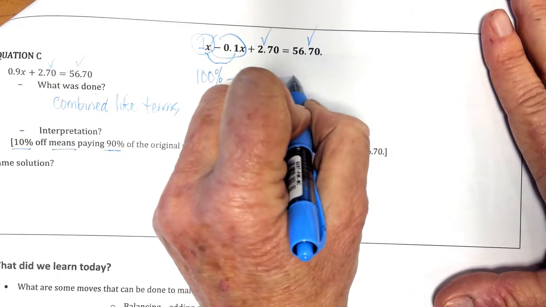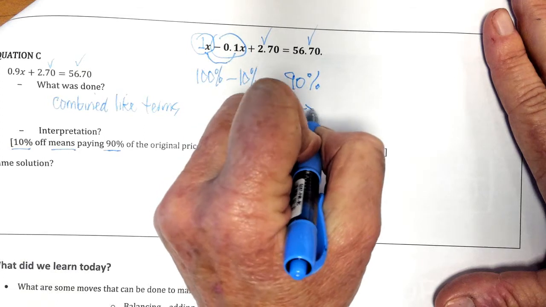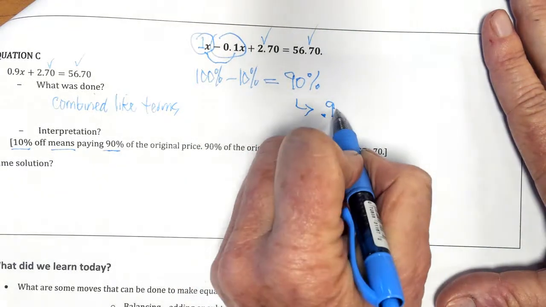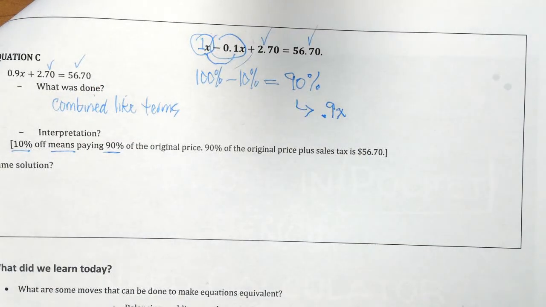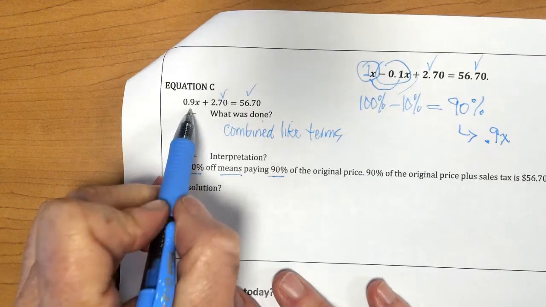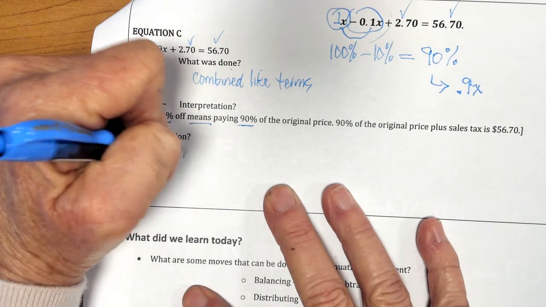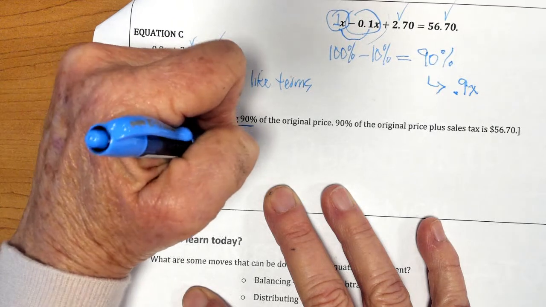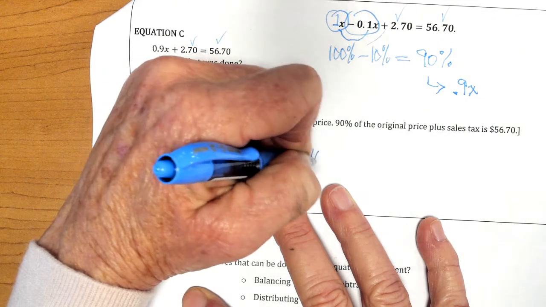I get 90%. And 90% can be expressed as 0.9x. Yes. I also combine like terms. So let's double check. Does it work? So I'm going to go back here. I'm going to plug in 60. So I'm going to go 0.9 times 60 plus 270. And does that equal 5670?